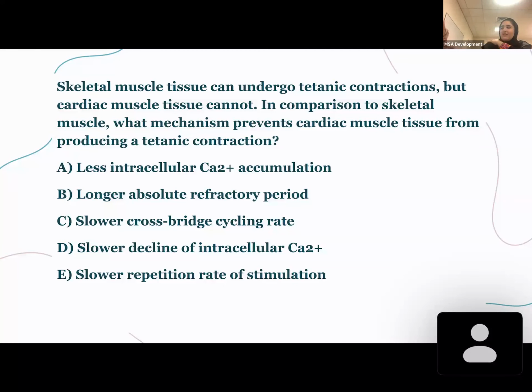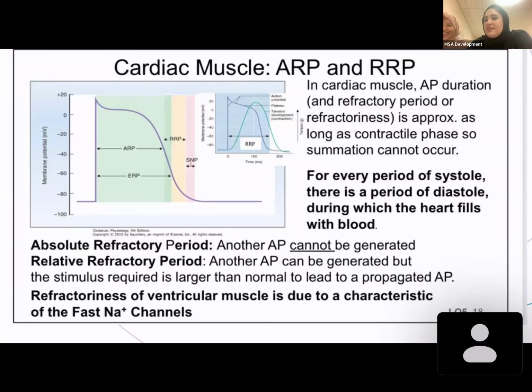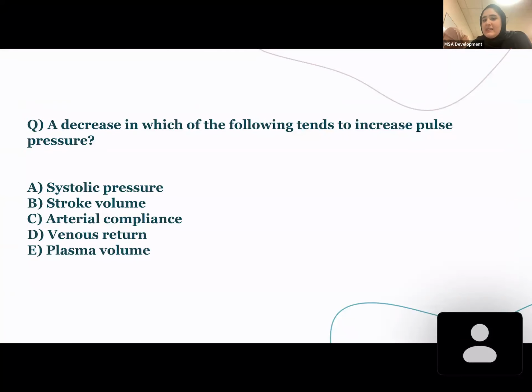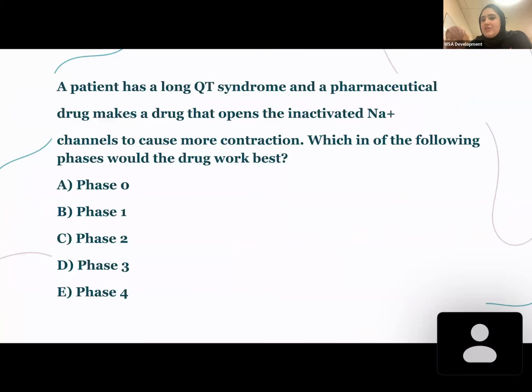So B, because it's the long refractory period. Yeah, you're right. But since we have this, I wanted to explain the question we talked about before. Remember this question where we asked which phase, if she was given a drug, would activate the inactivated sodium channels.